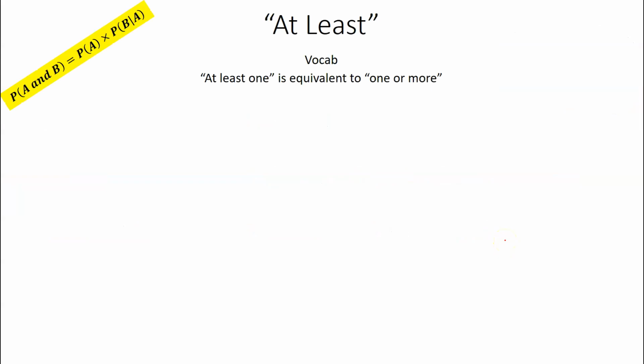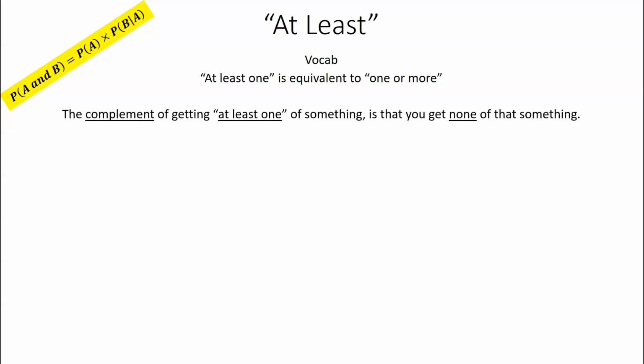To start off, though, we're going to take a look at the term at least. At least is equivalent to saying one or more. So the idea of it is the complement of getting at least one of something is that you get none of something. Typically when we're trying to calculate the probability of at least one, we're going to use this idea that at least one and none are complementary events. So if we calculate the complementary of something not happening and then subtract it from 100%, we get the probability of at least one of that event occurring.